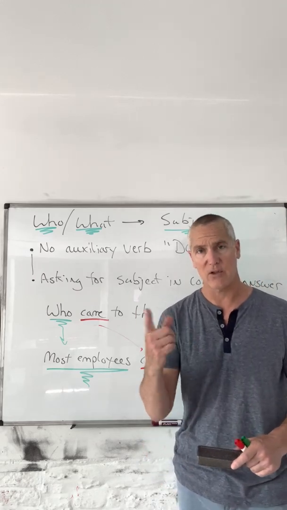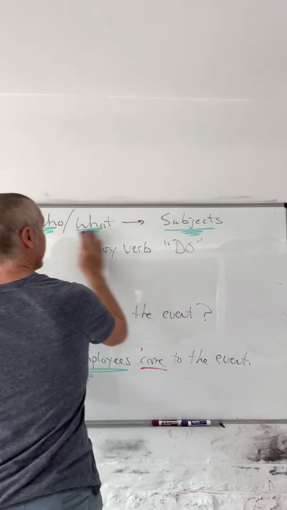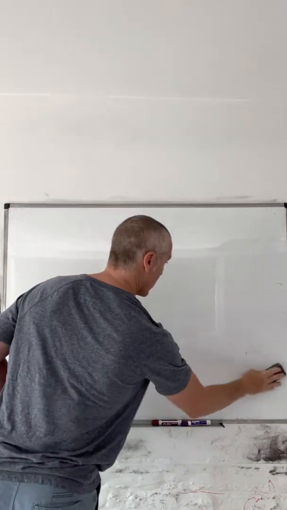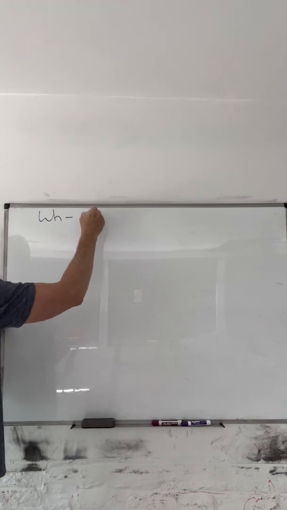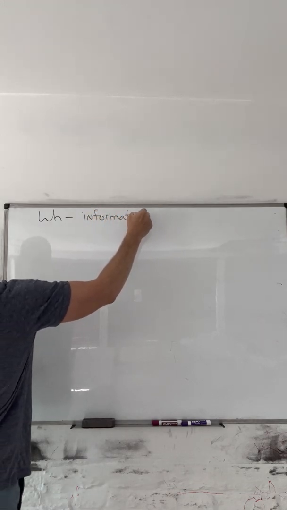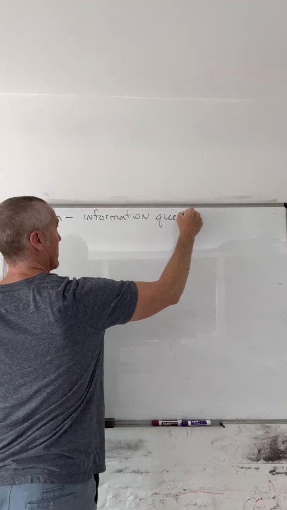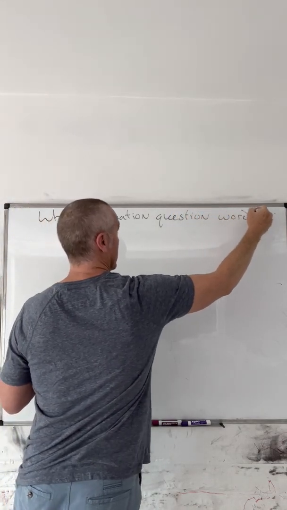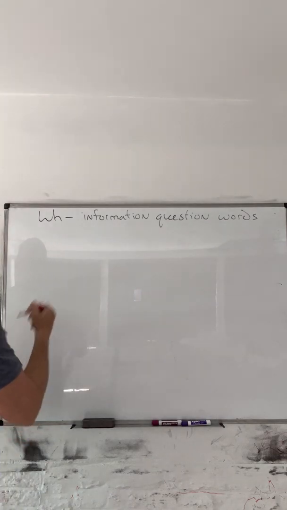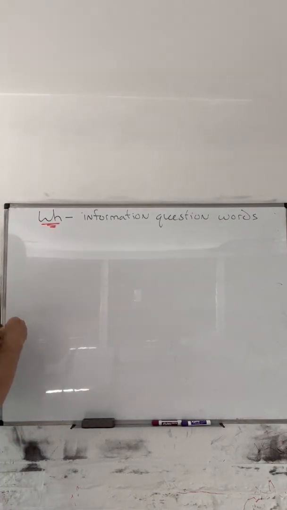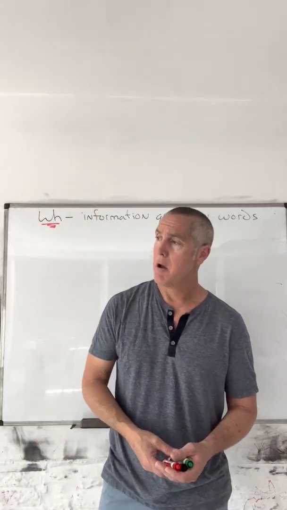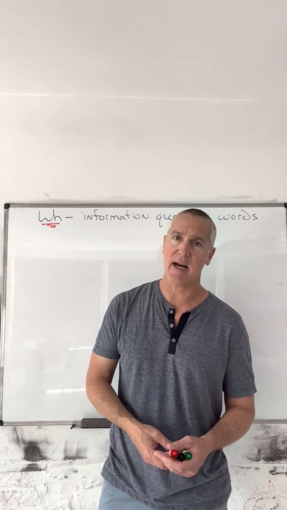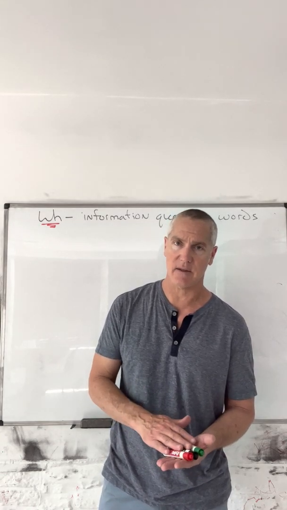We can do right now, let's do a quick little review of the information question words, okay? And these are, we call these the WH information question words. And those WH information question words are adverbs. Now, is that important for you to know that they are adverbs? Not really, but it's not a lot of information to memorize, and it's nice to know that.